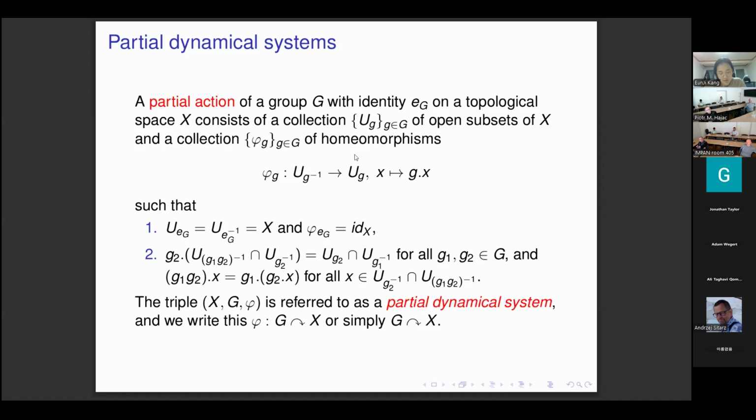And then this set must follow two rules. The first one is the identity element of G acts everywhere on X and does nothing. Also, applying g2 and then g1 should be the same as applying g1g2, but only where both actions make sense. And then this triple (X, G, θ) is called a partial dynamical system.